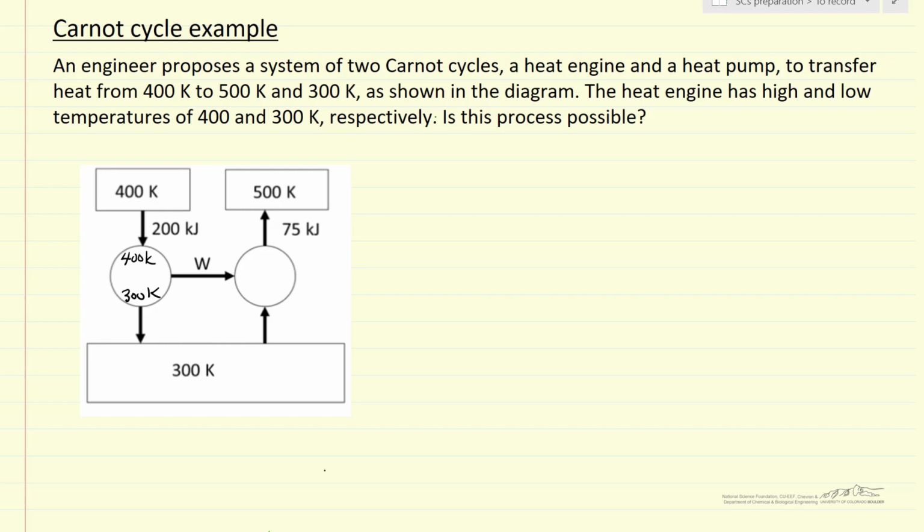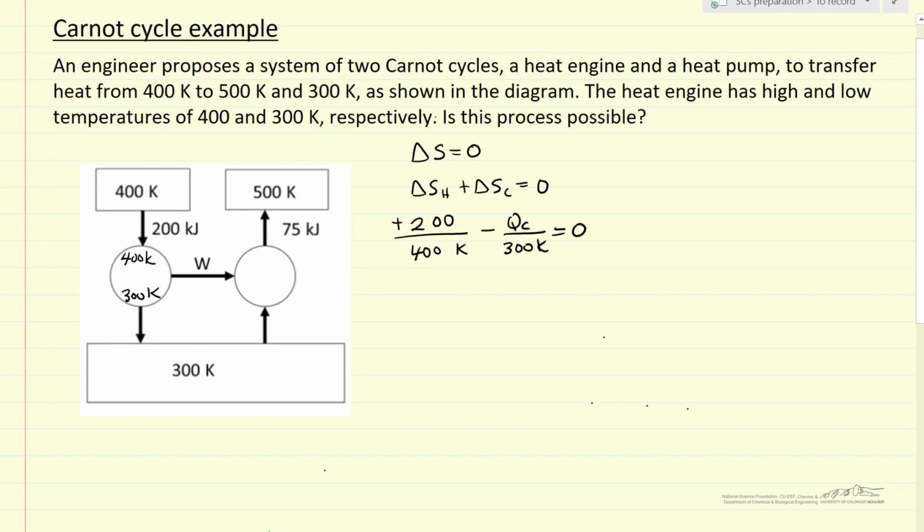So first, let's just look at the left side, the heat engine. And for Carnot cycle, delta S is going to be 0. And so that means delta S for the high temperature plus delta S for the low temperature, the cold, is 0. So doing this for the engine, we're adding 200, and that is at a temperature of 400 Kelvin. And then we're removing a value that we need to determine. So we'll call that QC. And that's at a temperature of 300 Kelvin.